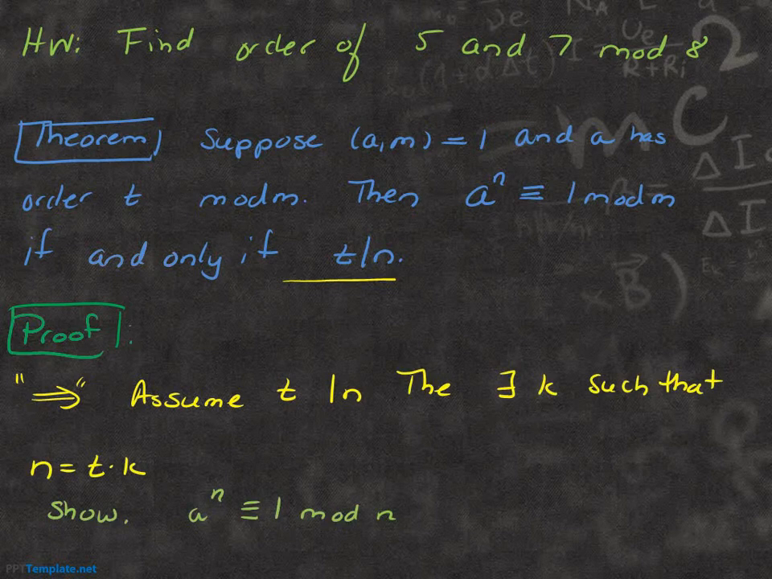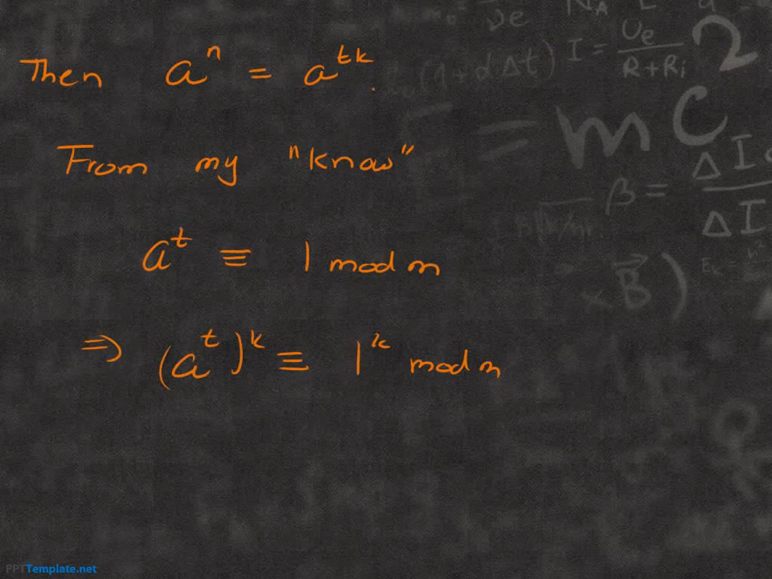If I assume that t divides n, that's my know. Expanding the know, what does that mean? It means that there exists a k such that n is equal to t times k. What I'm supposed to show is that a to the n is congruent to 1 mod m. I think my m became an n there. So what is a to the n? A to the n is a to the tk. I just drop it in from my know.